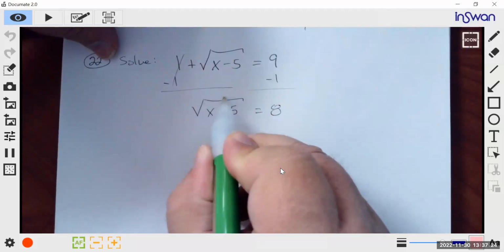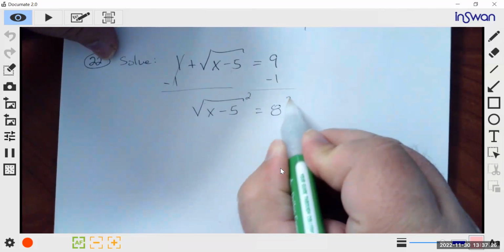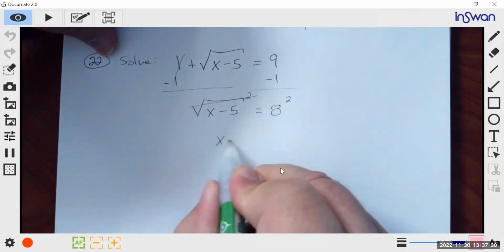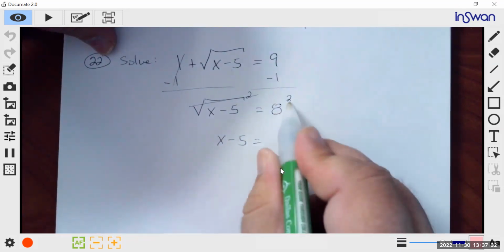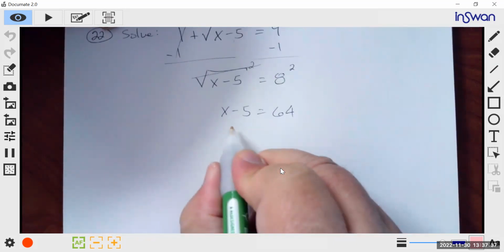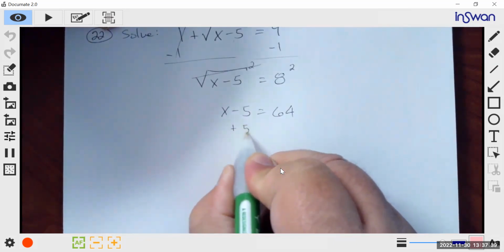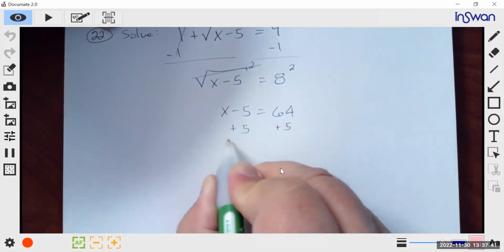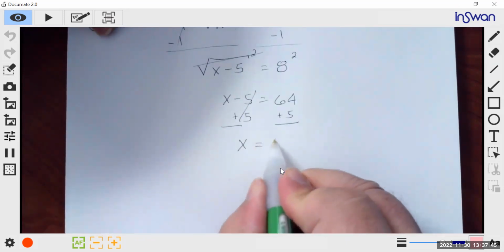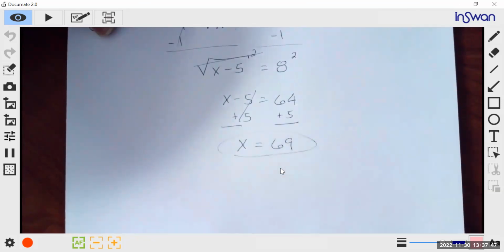Get rid of the square root. We have to square both sides. So we have x minus 5 equals, 8 squared is 8 times 8, which is 64. Add 5 to both sides. x equals 69.